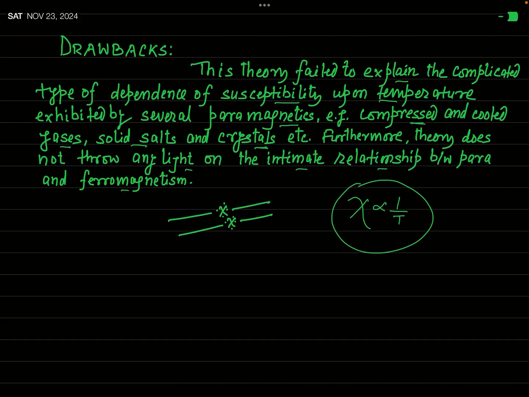So as I have told you earlier, this Langevin theory is a classical theory, but it has some drawbacks. For the removal of these drawbacks, Weiss has proposed another classical theory. Following the Weiss theory, we will actually see how the variation of chi with T for this type of materials can be explained. And so in the next lecture we will see another classical theory of paramagnetism, which is called Weiss theory. Okay, thank you very much.